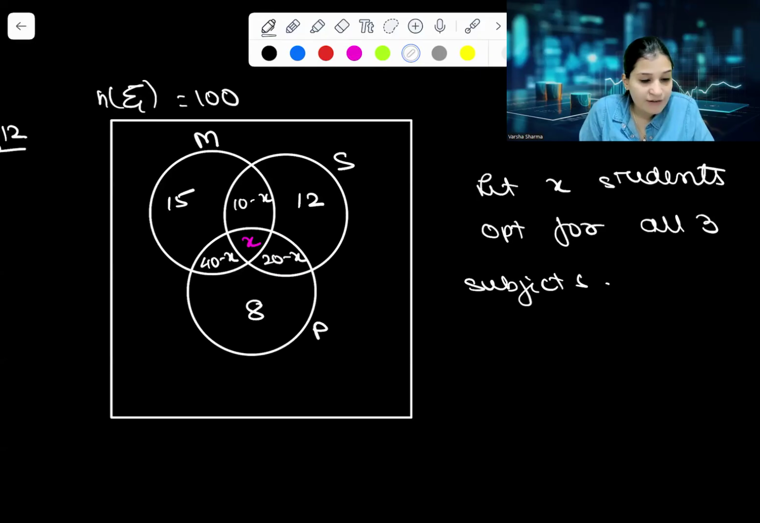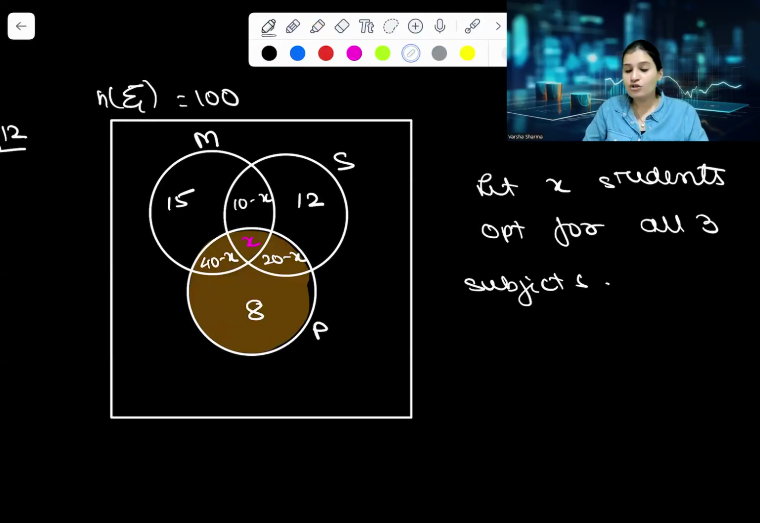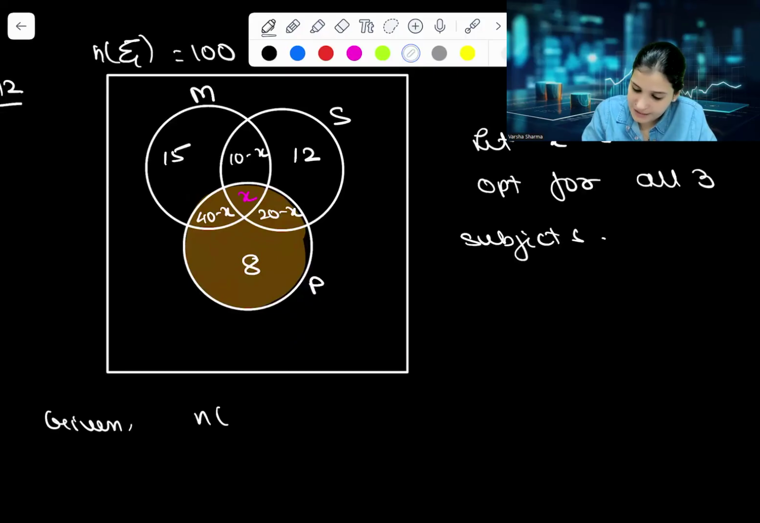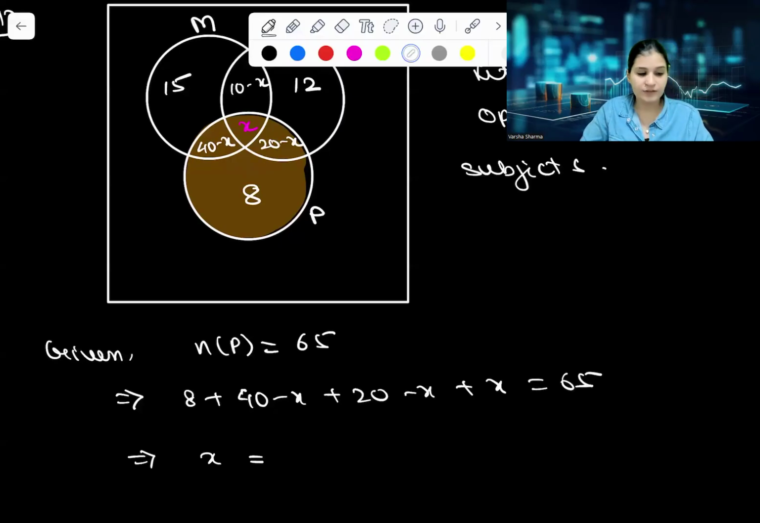So by drawing a Venn diagram, find the number of students who offered maths. If they haven't said anything, we assume all the 100 people. Okay, we have been given another information: 65 offered physics. So in this physics circle, there should be 65 people. Given n of P is 65, what equation can I make? 8 plus 40 minus X plus X plus 20 minus X equals 65. Adding all of them, I should get 65. Simplify. What is X? X is 3.